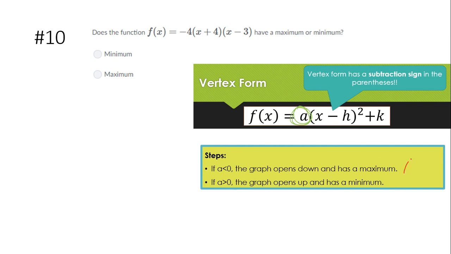Okay, so if I open down, there's my maximum. That's the height of my graph. Whereas if I open up, I'm going to have a minimum, or a bottom value. So you're looking at that number out front. If it's less than 0, it opens down and has a maximum. If it's greater than 0, it opens up and has a minimum. So you're just going to tell me that number out front, is it less than 0 or greater than 0, and then read through each of those scenarios to determine which choice you should pick.